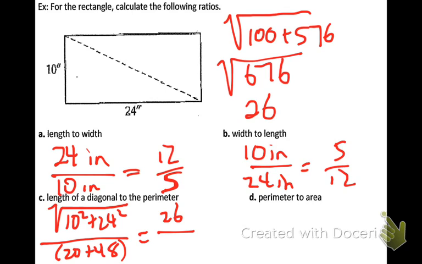So we'd have 26 over, and then 20 plus 48 is 68. I'm not done yet. Why not? What do I have to do? Yeah, we got to reduce. So it'd be equal to 13 over 34. Questions?